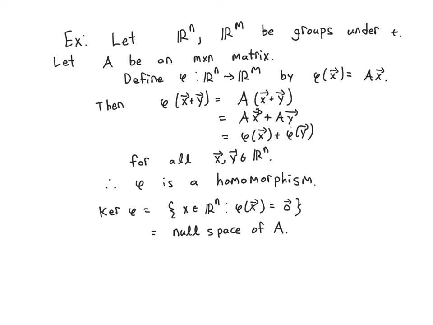What is the kernel in this case? Remember, it's all elements in the domain such that phi of that element is the identity element in the codomain. In our case, our domain is R^n, and the identity element in the codomain is called the zero vector. So you're looking at all vectors x in R^n such that Ax is equal to 0. In linear algebra, they call that the null space. So the kernel can be viewed as a generalization of a null space.